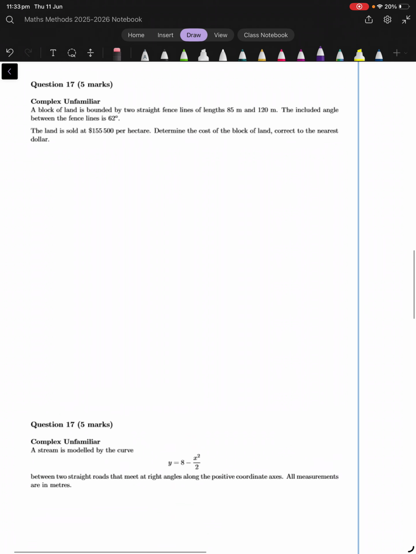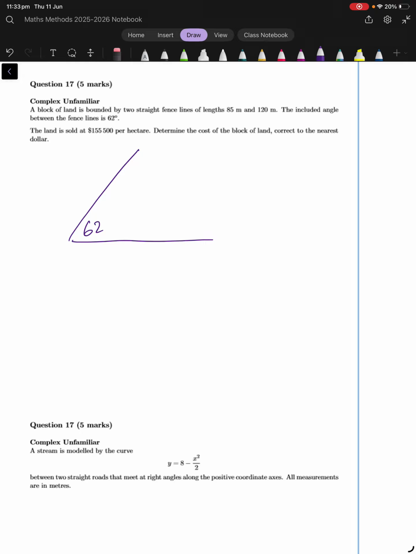All right, next one, a block of land bounded by 2 straight fence lines of lengths 85 and 120. The included angle between the fence lines is 62 degrees. You can draw this one however you like. I'm going to pretend that's 62 degrees. This one is 85 metres. This one's my 120 metres. It's not to scale, but that's okay.